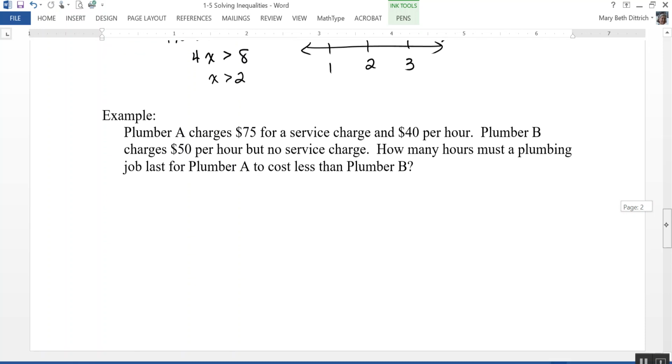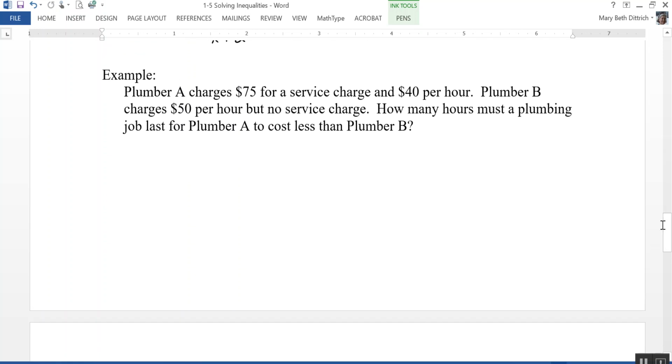Second example here. Plumber A charges $75 for a service charge and $40 per hour. Plumber B charges $50 per hour, but no service charge. How many hours must a plumbing job last for plumber A to cost less than plumber B? Well, I'm going to write expressions that show me what their charges are. So plumber A, it costs $75 for him to walk in the door and $40 for every hour that he's there. And I just broke one of my rules. I didn't define my variable.